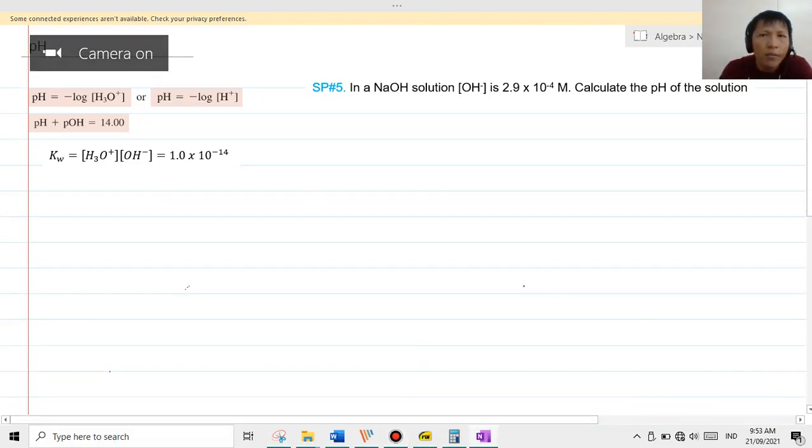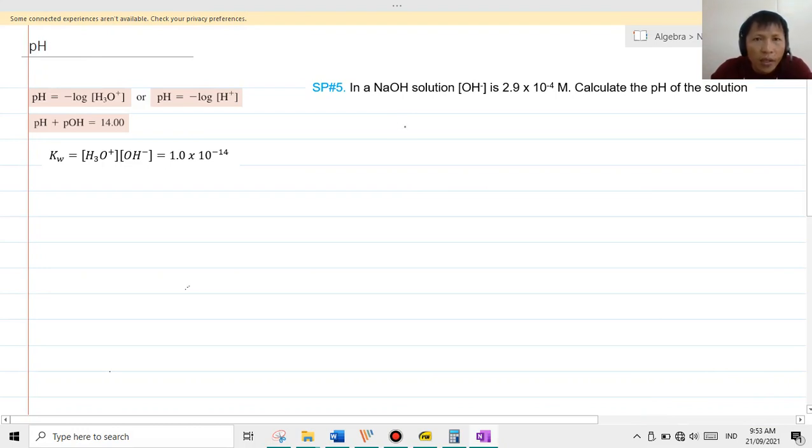So we have SP number 5, acids and bases, particularly pH. In a sodium hydroxide solution, the hydroxyl ion concentration is 2.9 times 10 to the negative 4 molar. Calculate the pH of the solution.